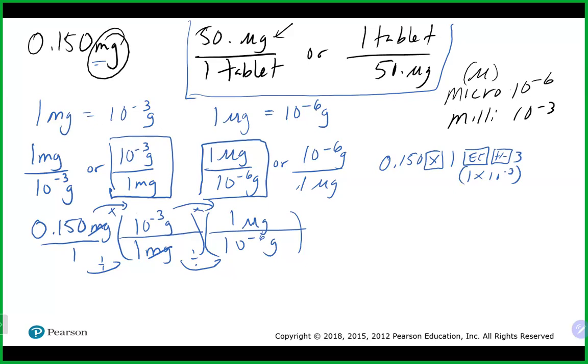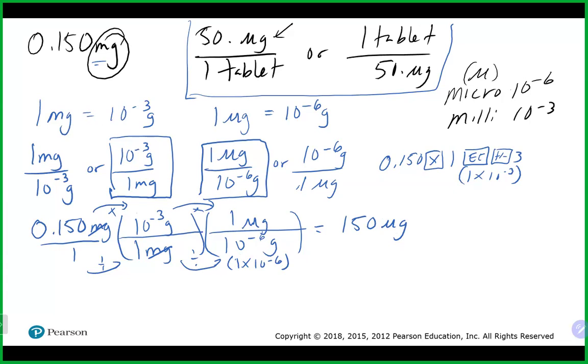I'm going to come back and divide what's on the bottom. And really, the only number on the bottom there is 1 times 10 to the minus 6, basically. So we're going to divide it by 1 times 10 to the minus 6. And if I do that, I get 150 micrograms. So that is basically the dose we want to give this person in micrograms. And that's going to work really well since our tablets are in micrograms per tablet.